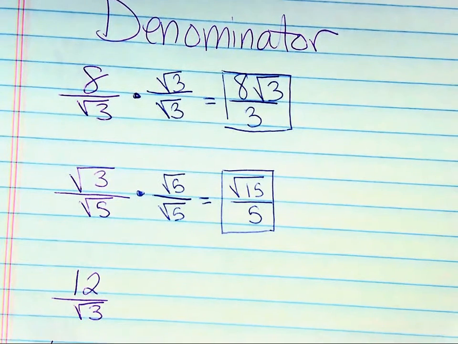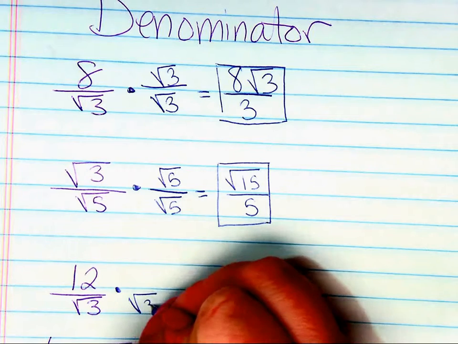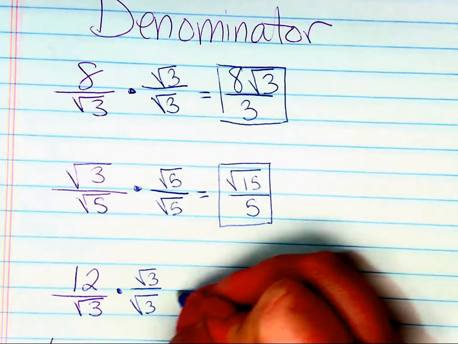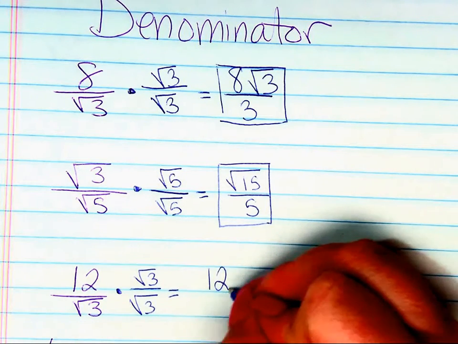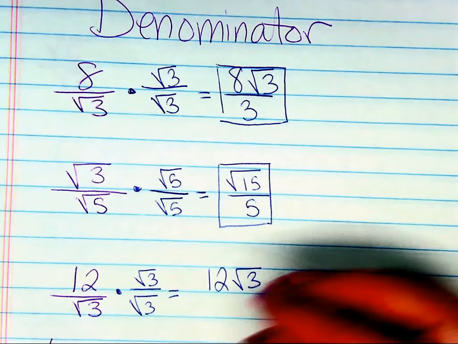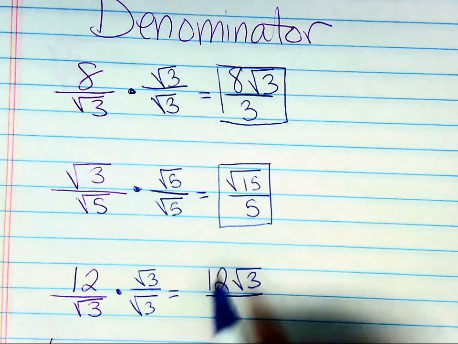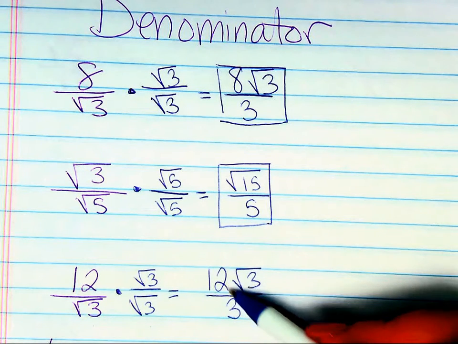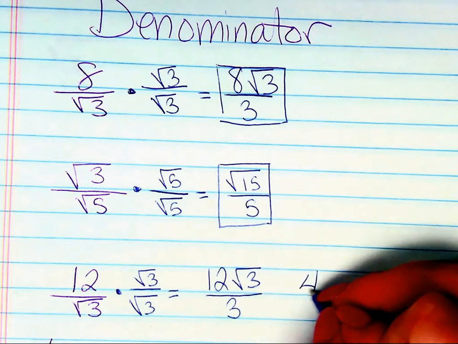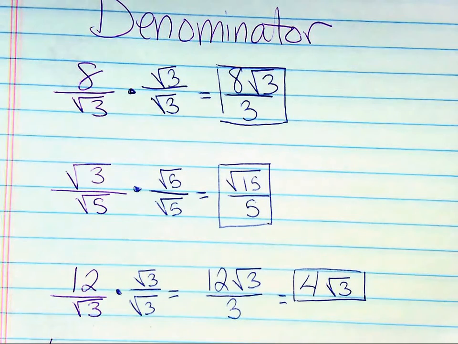Here's another example. If I have 12 over the square root of 3, I multiply the bottom by the square root of 3, I multiply the top by the square root of 3. 12 times the square root of 3 is just 12 times the square root of 3. They can't be combined. They just have to sit next to each other. The square root of 3 times the square root of 3 is 3. But now when I look at this, I see that 12 divided by 3 is 4, and the square root of 3 stays, so my answer is 4 times the square root of 3.